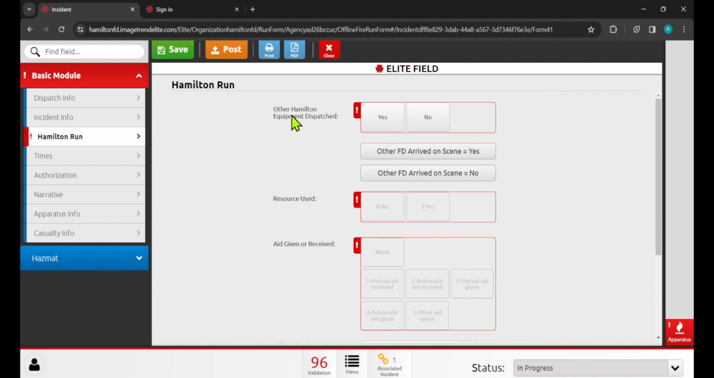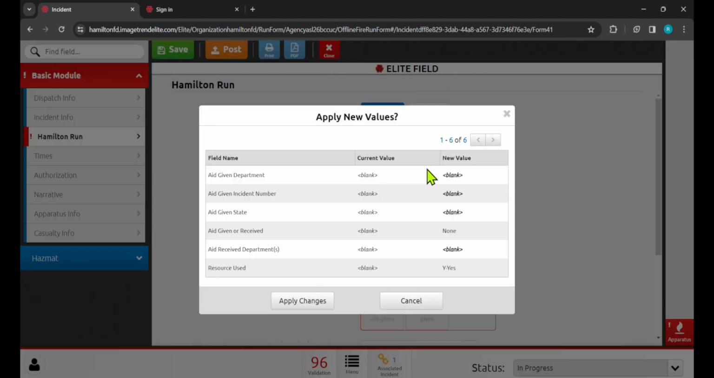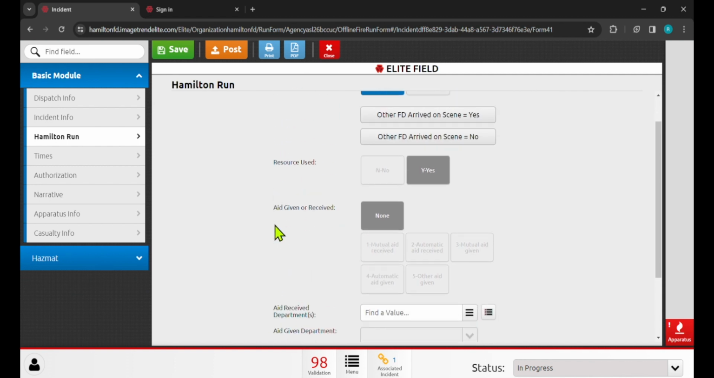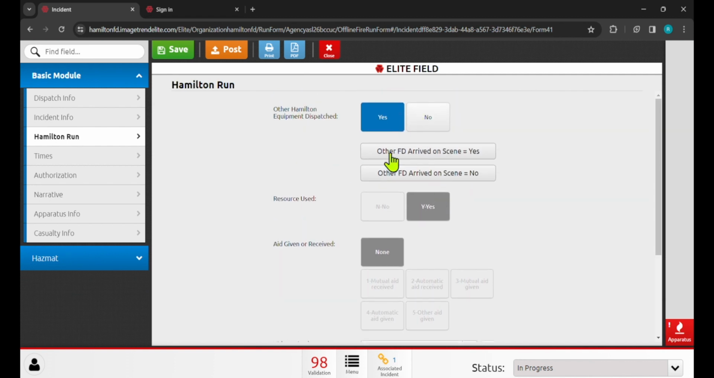Other Hamilton equipment dispatched, yes or no? Simple question. Well, we said engine 171 was with us? Yes. Did another fire department arrive on the scene? Yes or no? So, no, we didn't have anybody from the outside. And we have created some formulas to now answer some very confusing NIFRS questions about mutual and automatic aid. Okay. You just need to answer these 2 questions.